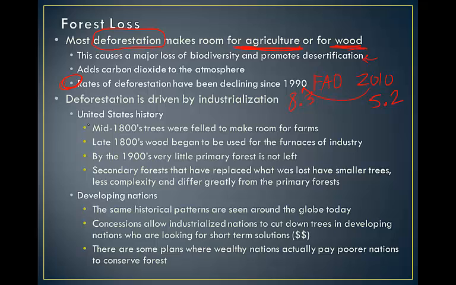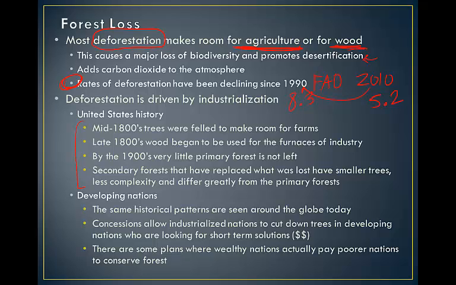In the United States, if you look over this history, this should be somewhat familiar to us from our history classes. Deforestation really began in full swing in the mid-1800s. Of course, before then, people were cutting down trees, but just the trees that they needed. As an industry, the trees really were starting to be taken down in the mid-1800s to make room for farms. And by the late 1800s, not only were we making room for farms, but we needed fuel to run our furnaces and our factories. At that point, we really weren't using coal as much as we were just using wood.